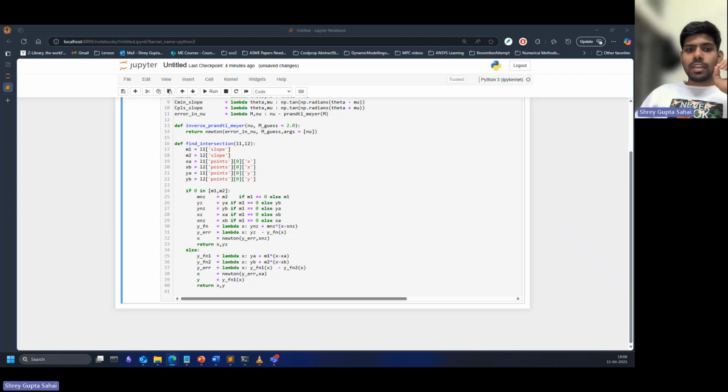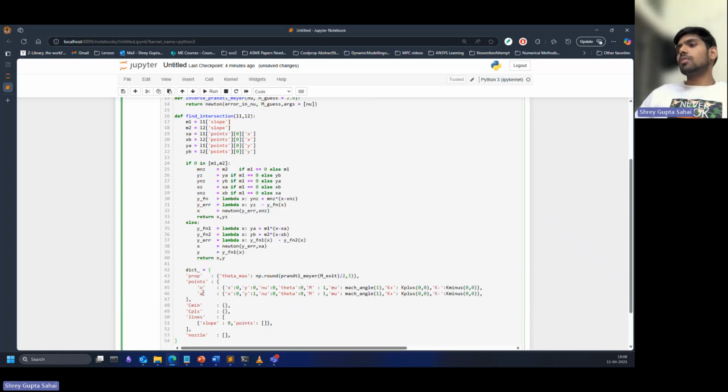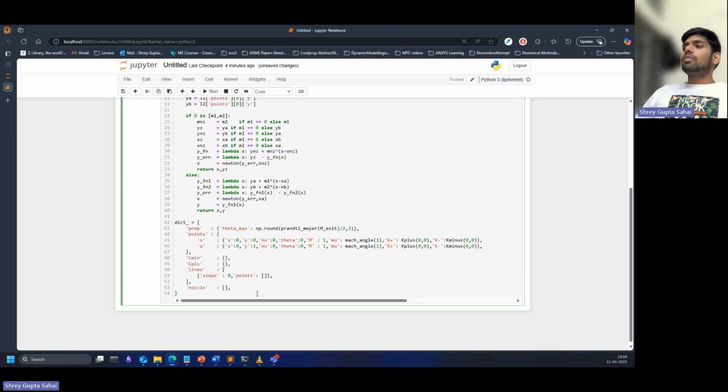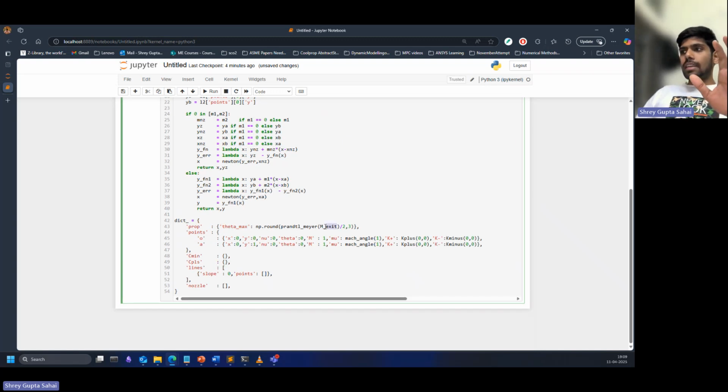I'll go ahead and also write a few other things. The next thing I'm going to write is how we are going to save our data. First of all, for a given exit Mach number, we are going to find the theta max, and that is going to correspond to Prandtl-Meyer of this Mach number divided by 2. So that is one property that we are going to use. That will dictate one design.